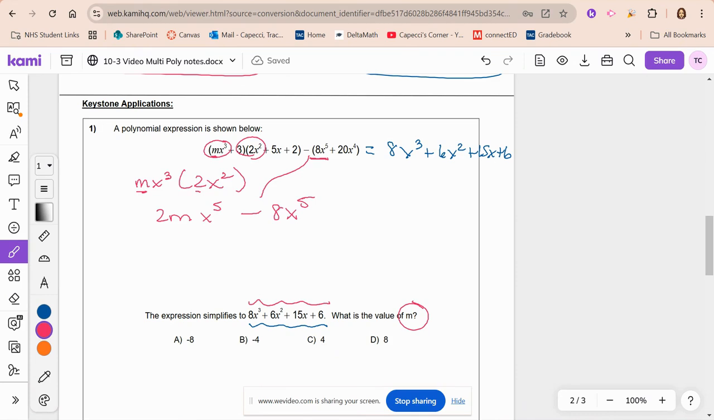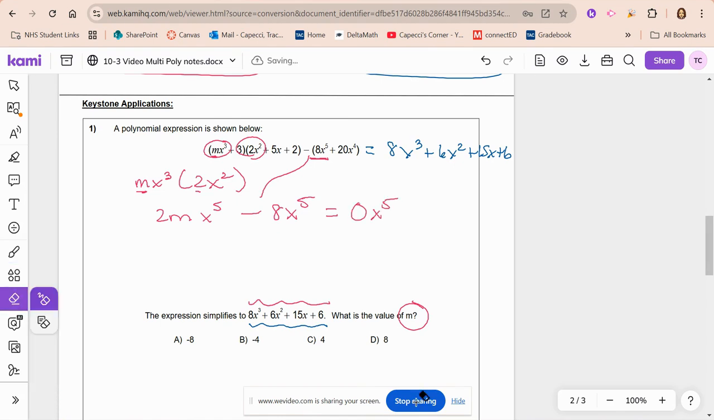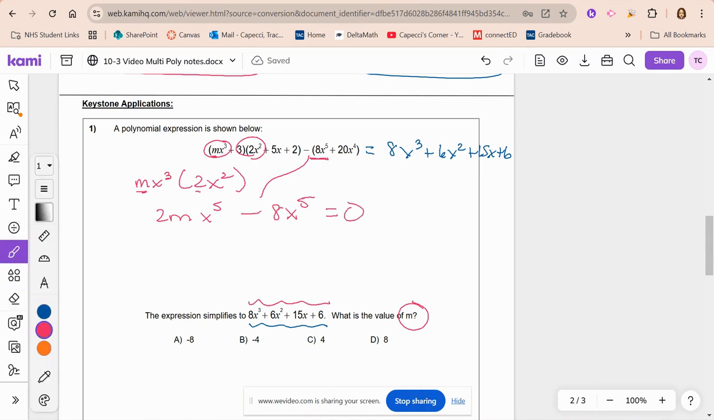Okay? And in the end, that's going to equal, now wait a second, I don't have any x to the 5th. So that would technically mean I would have 0 x to the 5th, right? Or just 0. We don't write it like that. So that would just be 0. So in this case, I'm just going to concentrate on this box right here.